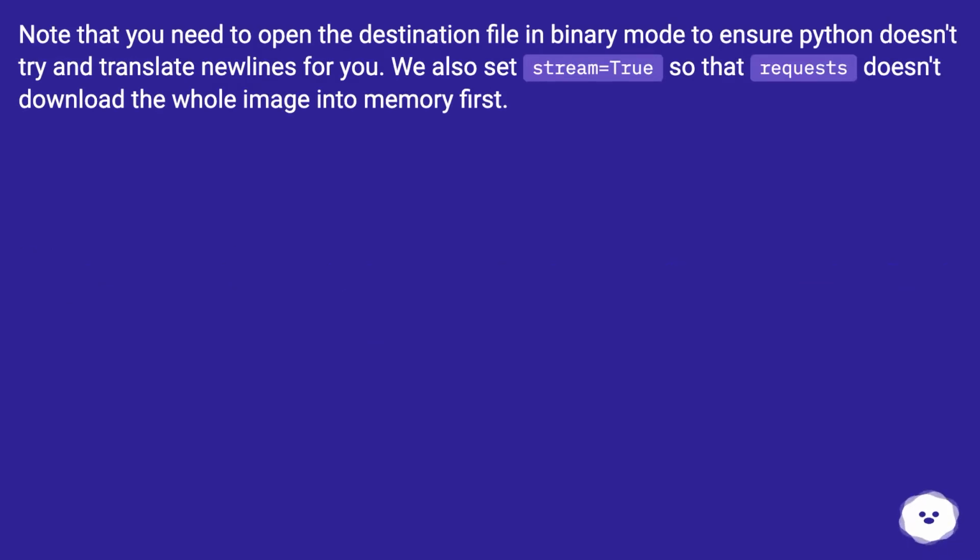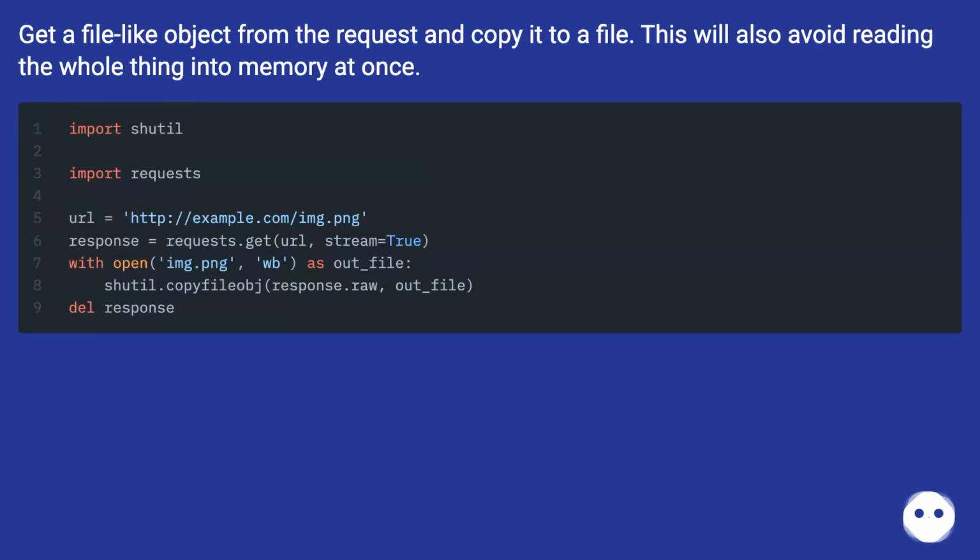Note that you need to open the destination file in binary mode to ensure Python doesn't try and translate newlines for you. We also set stream equals true so that requests doesn't download the whole image into memory first. Get a file-like object from the request and copy it to a file. This will also avoid reading the whole thing into memory at once.